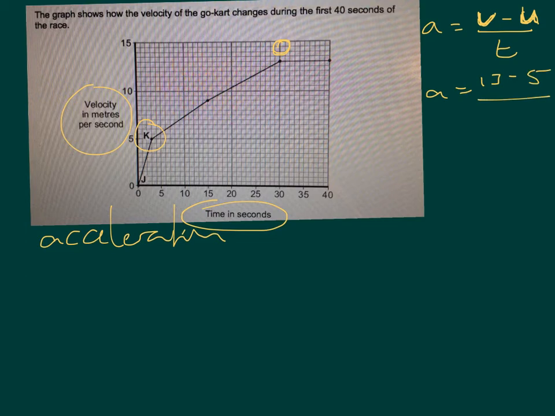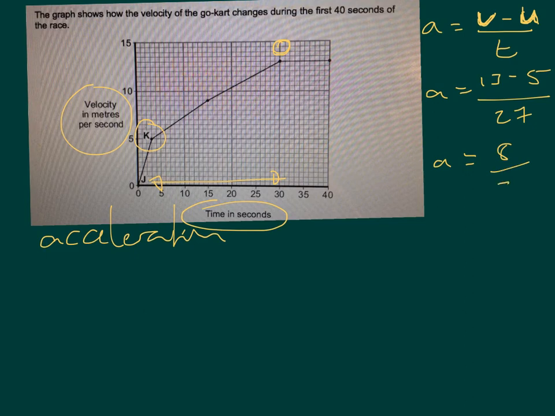Now the time in which that took place started on 3 seconds and ended at 30 seconds. So the actual time in which that change in speed took place was 27 seconds. Now obviously remember to put your numbers into an equation before you rearrange, not that we have to, but that'll have picked you up a mark at least.